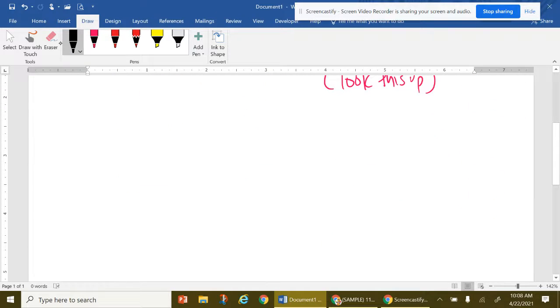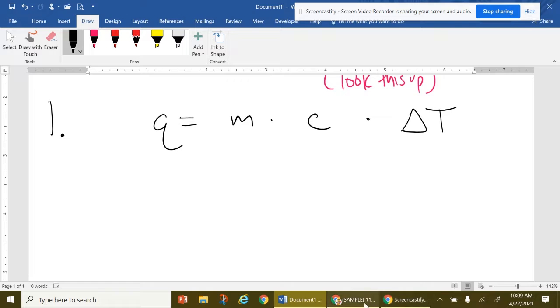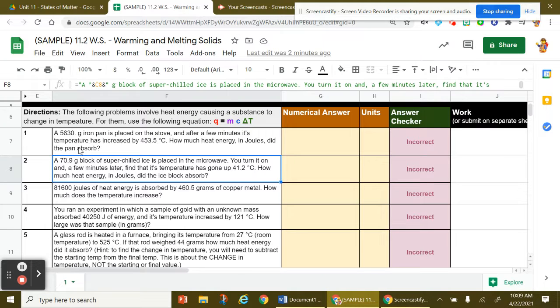So problem number 1. All right, I'm going to start with Q equals M, the mass, times C, the specific heat, times delta T, the change in temperature. Now let me go back and let's look at this problem. Okay, so I am writing this stuff down as I go. You can do the work in this column right here, or you can do it on a separate sheet.